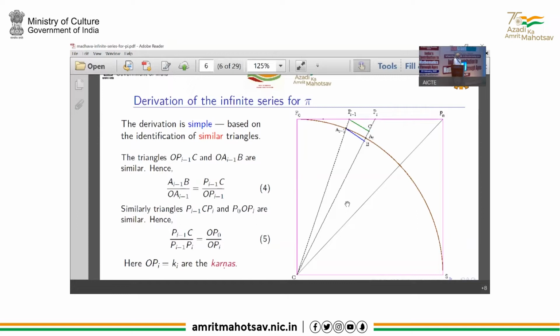You consider two consecutive karnas, and those points are called a_{i-1} and a_i. You drop a perpendicular from a_{i-1} onto this line OP_i, and that intersects at B and at C. You can straight away see that OA_{i-1}B and OP_{i-1}C are two similar triangles. Now you conceive of one more similar triangle.